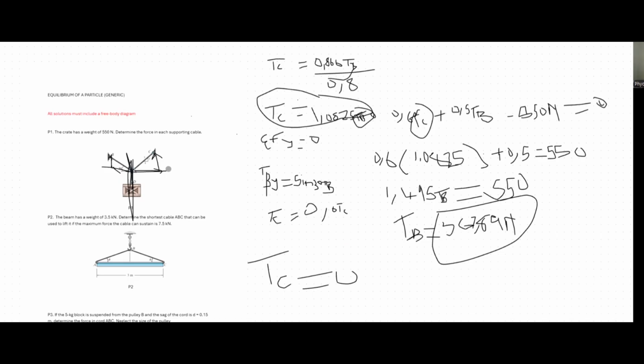So we have got our TC and TB. We have got the forces of each cable support. So we are going to the second question.